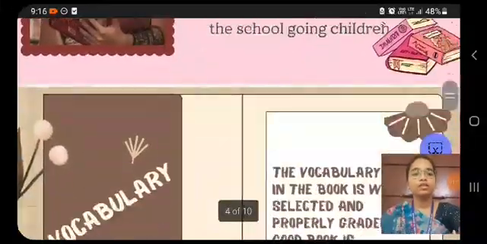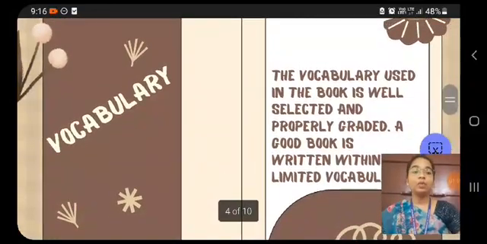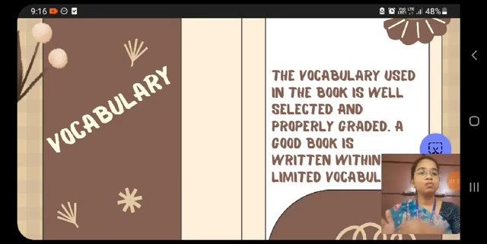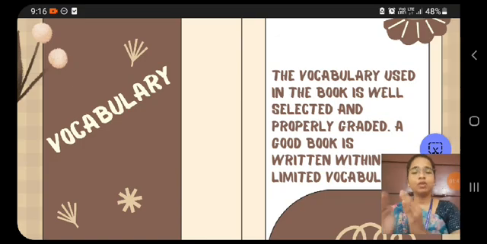So let's move to the first thing, which is vocabulary. Language and vocabulary are most important in textbooks. The vocabulary used in the textbook is well selected and properly graded. If a word has more than one meaning, the easier meaning will be introduced first, and in later lessons the difficult meaning will be introduced. It should be organized properly, from simple to complex or from concrete to abstract. A good textbook will have a limited amount of vocabulary.